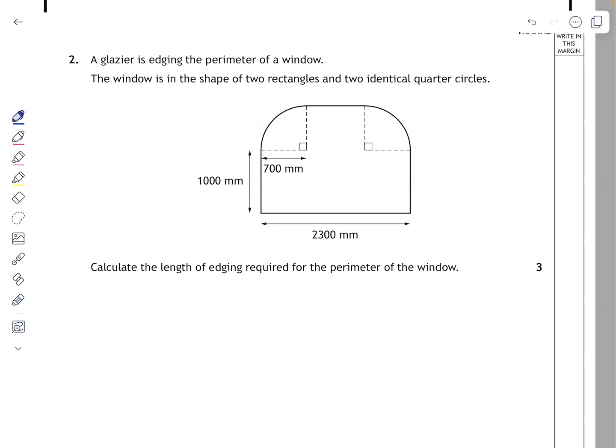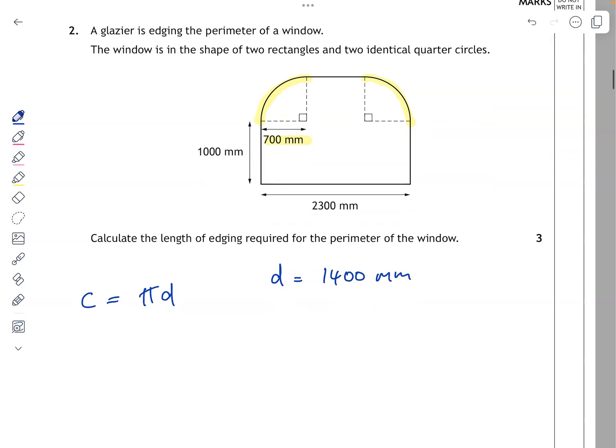So let's calculate the circular parts first. So the circular circumference. You notice we've got 2 quarter circles. And if I just remind you, the circumference of a circle is pi times the diameter. And the diameter is 2 times the radius. And we've got a radius here of 700 millimeters. And so the diameter is going to be 2 times 700, which is 1,400 millimeters. Now that's for a full circle.